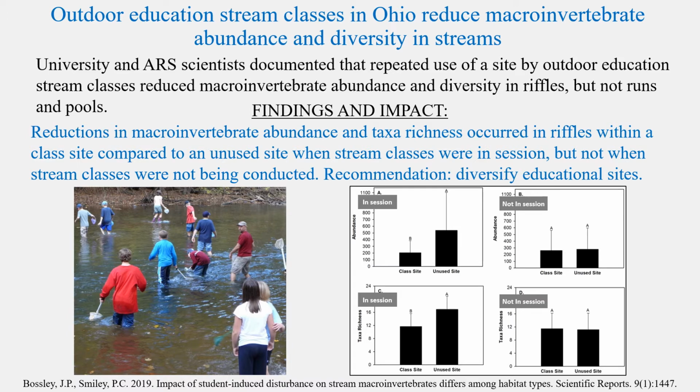An ARS scientist in Columbus, Ohio, and a scientist from Mount Vernon Nazarene University sampled macroinvertebrates monthly for 1 year in riffles, runs, and pools in an agricultural stream site used for education purposes and a similar site unused by the education classes. When stream classes were in session, they found reductions in macroinvertebrate abundance, in the top half of the bar chart, and taxa richness, as shown in the bottom half of the bar chart, in riffles, but they did not observe differences when stream classes were not being conducted.